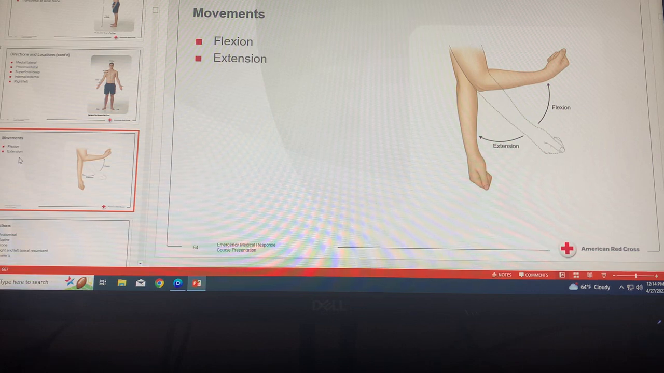Okay, now we are going to be discussing movements, flexion and extension. Flexion is the term used to describe flexing or a bending movement, such as bending at the knee or making a fist. Extension is the opposite of flexion, that is, a straightening movement. The prefix hyper used with either term describes movement beyond the normal position.